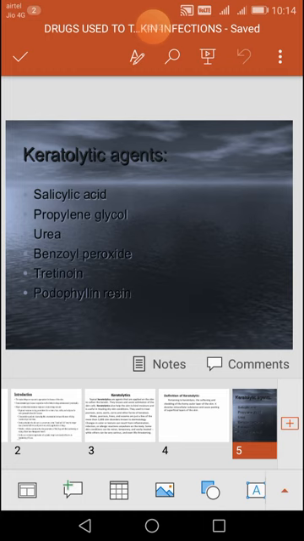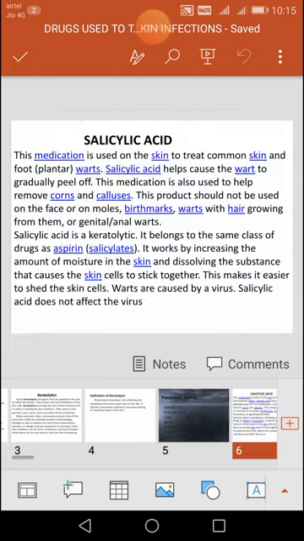So what are the keratolytic agents? The first one is salicylic acid. You will be coming across this salicylic acid in combination with many other drugs, and many of these drugs may be containing salicylic acid. Then propylene glycol, then urea, then benzoyl peroxide, then tretinoin, then podophyllin resin. So the first one is salicylic acid.